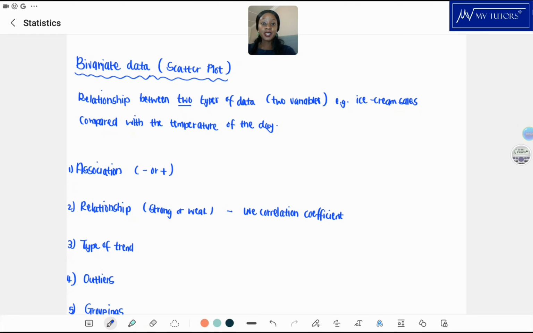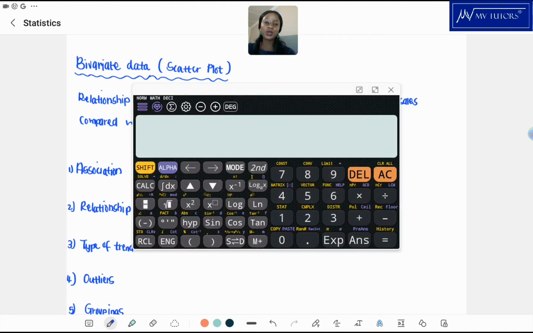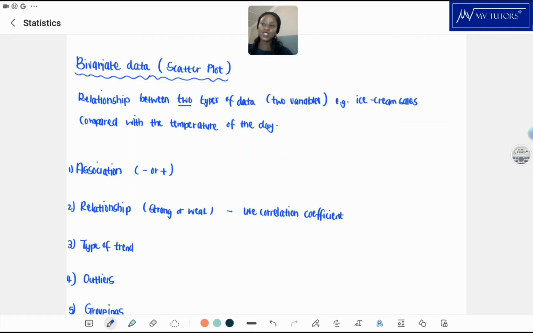Alrighty, so you've seen how we can use the calculator to draw one-variate data sets, and also how to do a bivariate data set, or rather a scatter plot, on the calculator as well. I showed you the Casio because the one that I have is not exactly a Casio, even though you do the similar thing. So I'll use this particular one when we do the past paper question.